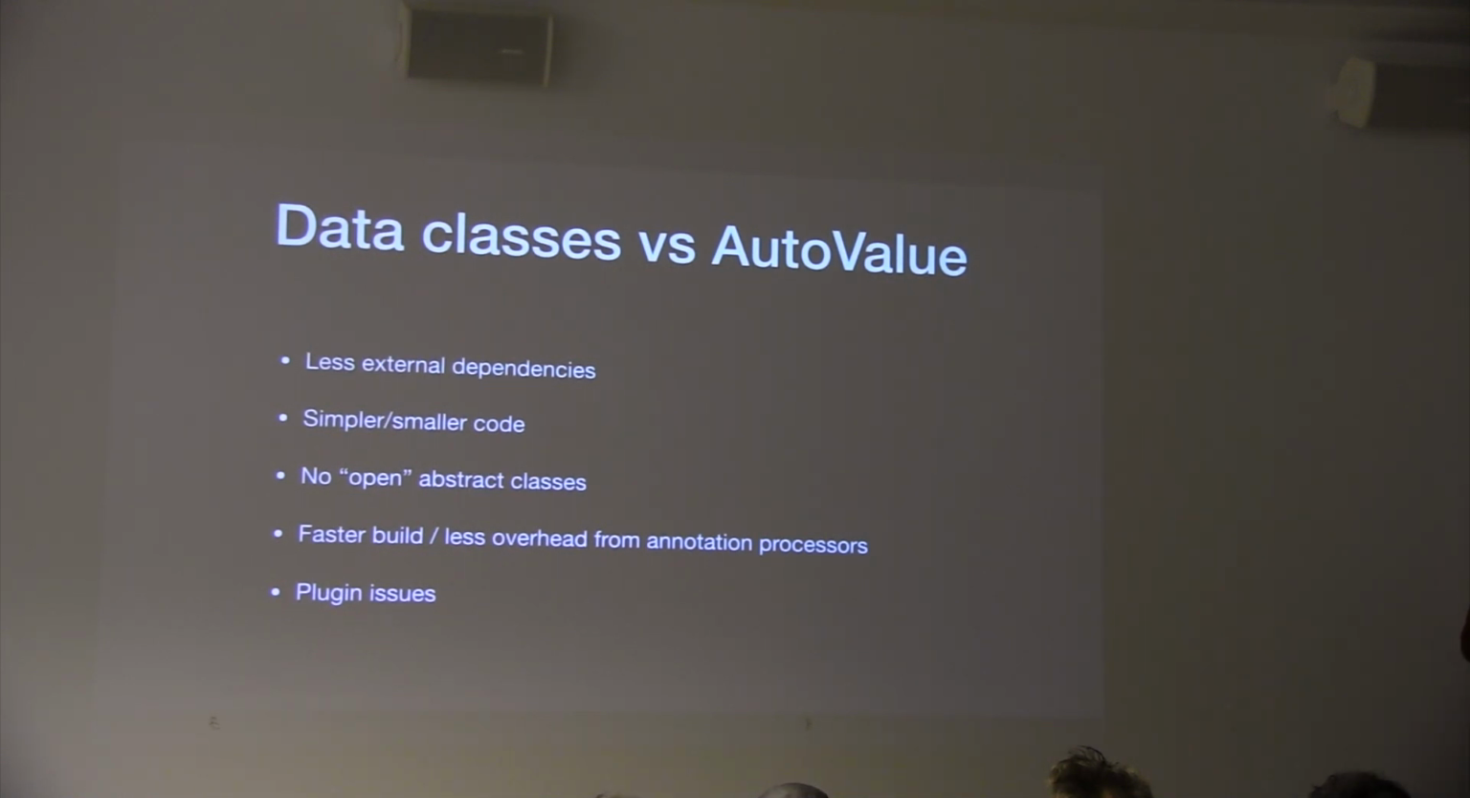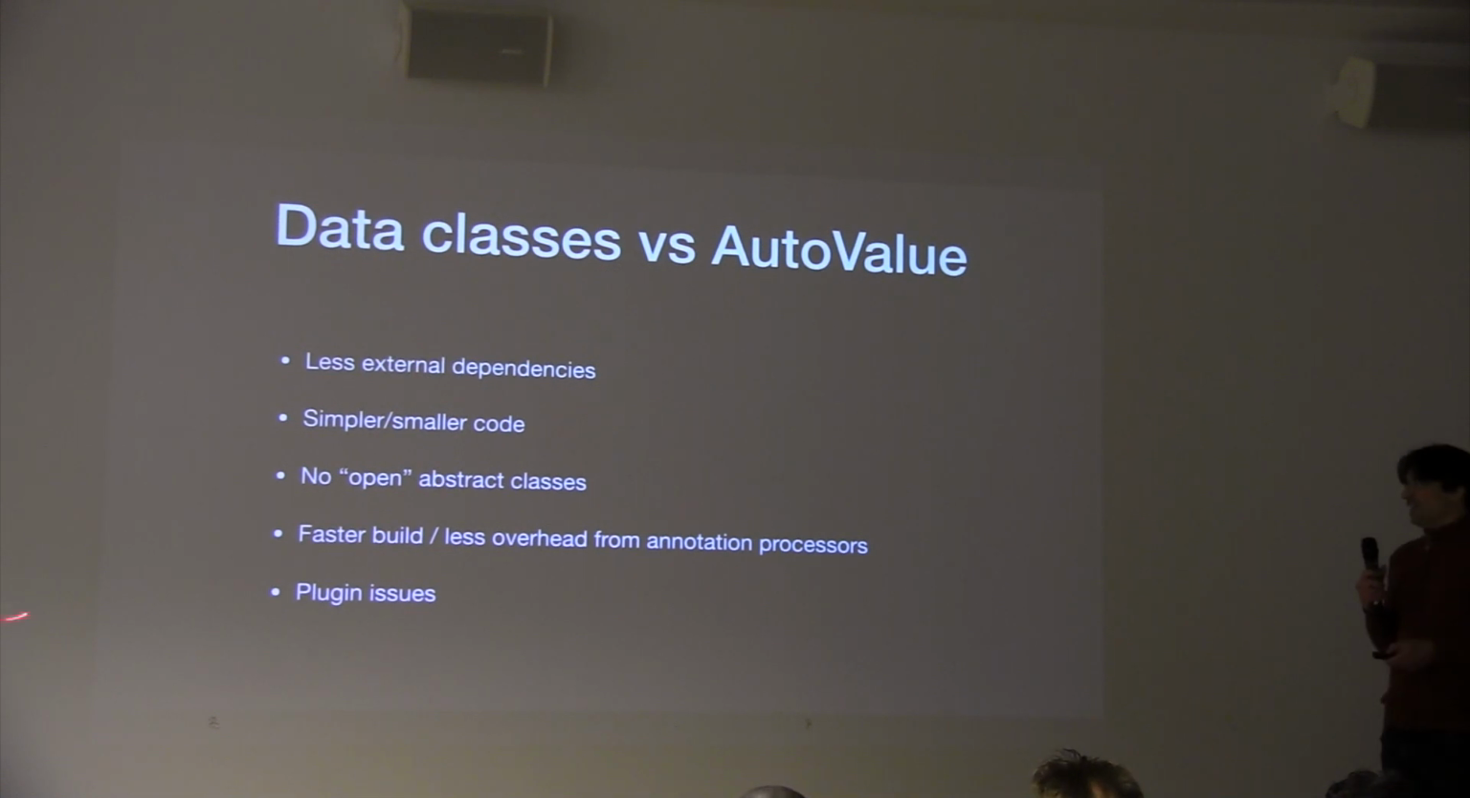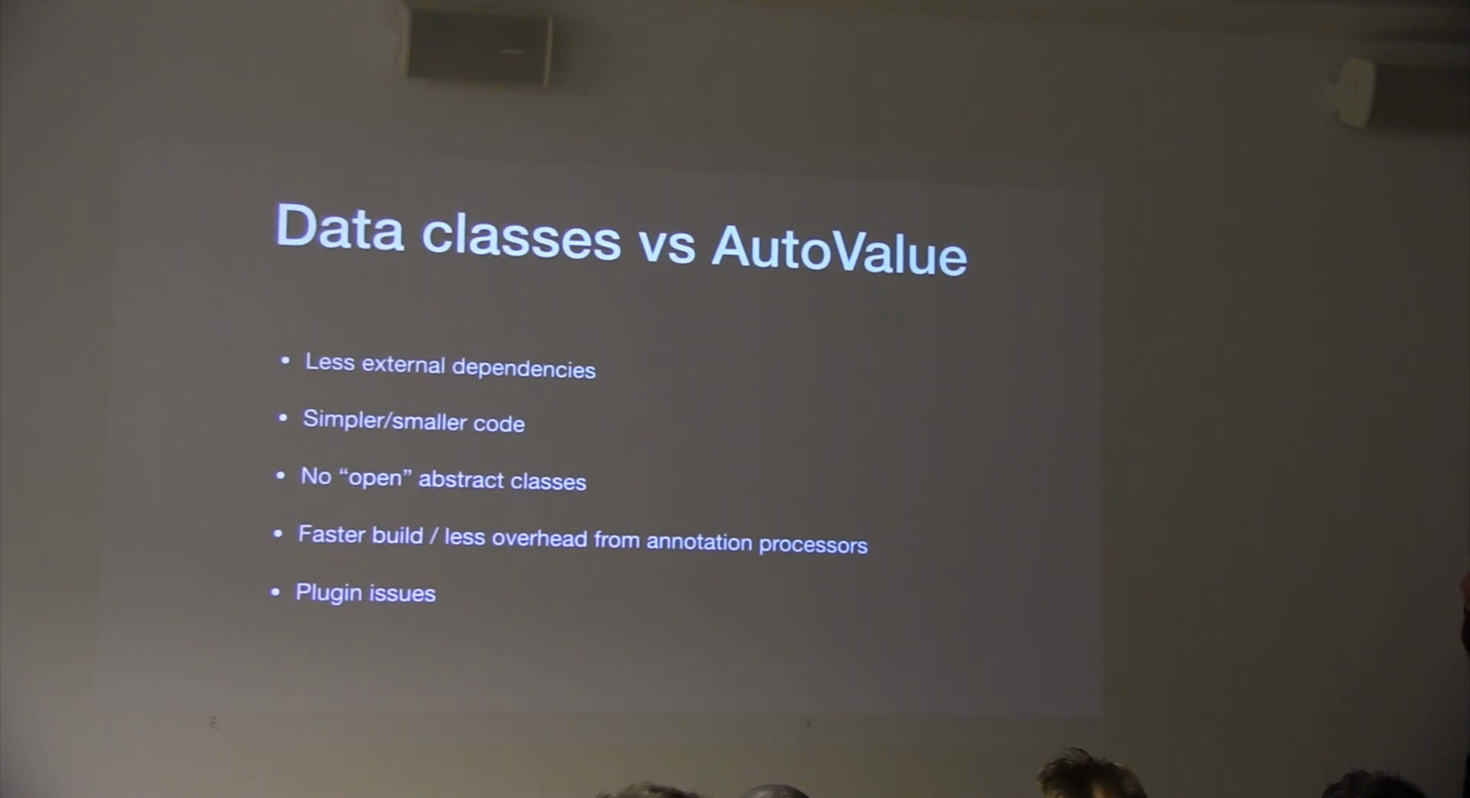You can get rid of your plugins. You get rid of AutoValue and the plugins. The code is much smaller, so it's simpler, faster to write, simpler to read. You don't have abstract classes anymore that are open, and so less prone to errors there. One important aspect is that you're using fewer annotation processors during your build process, because you don't need to generate that code anymore. It's all inside the data class, so the build becomes faster.